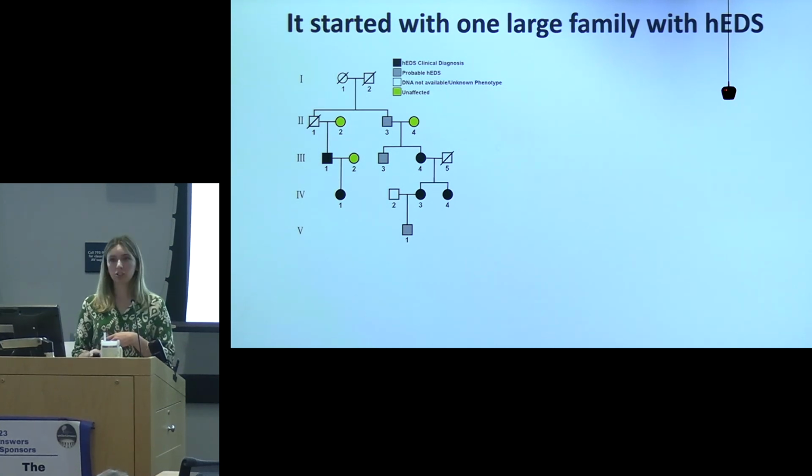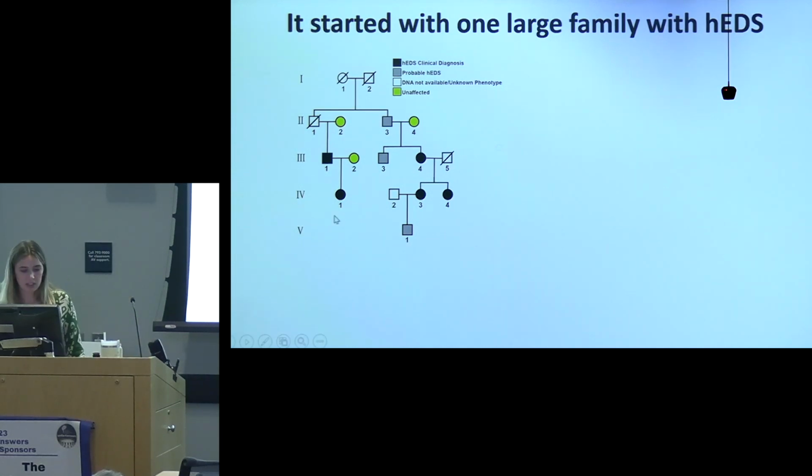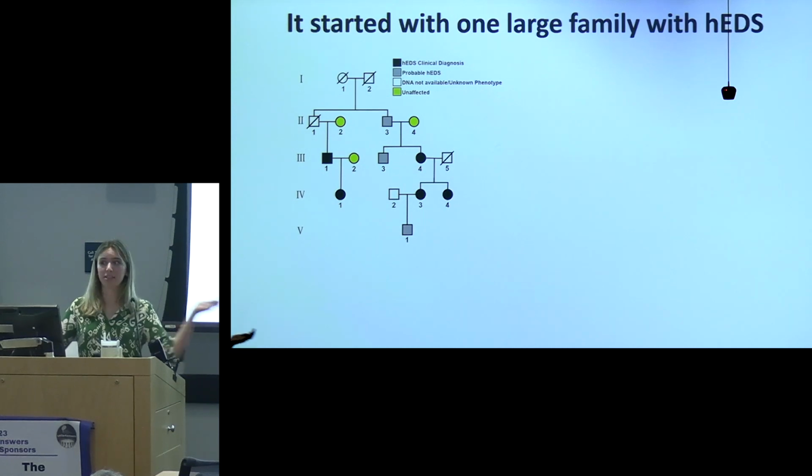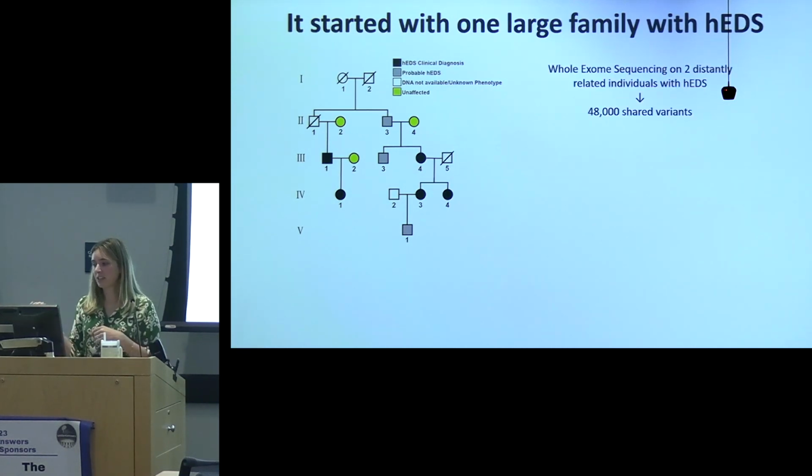And so we took the approach of doing whole exome sequencing, and I don't think you can see this. We did that on this person right here and this person right here. The benefit of that is that they are second cousins. So when you're looking for something that's causative, they share about 3% of their DNA. So you're going to be able to narrow down that massive amount of millions of SNPs to a much smaller number. And so that left us with 48,000 shared variants instead of 5 million.